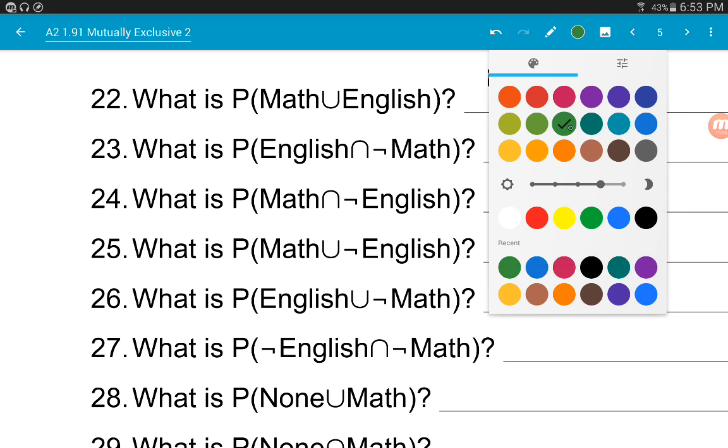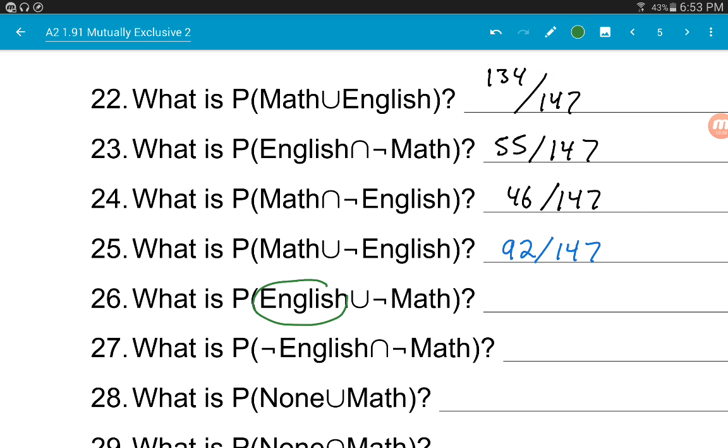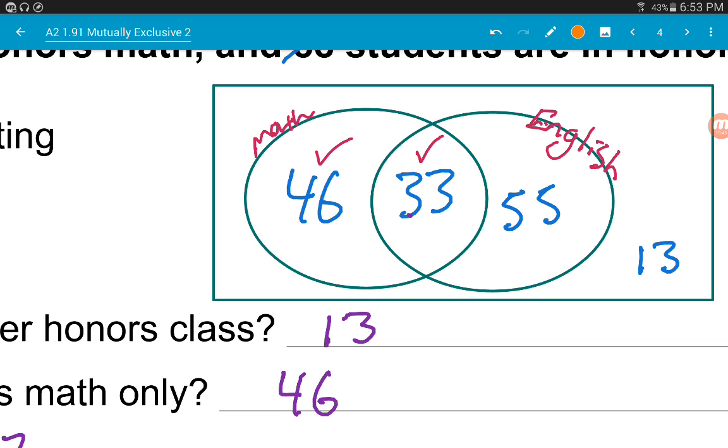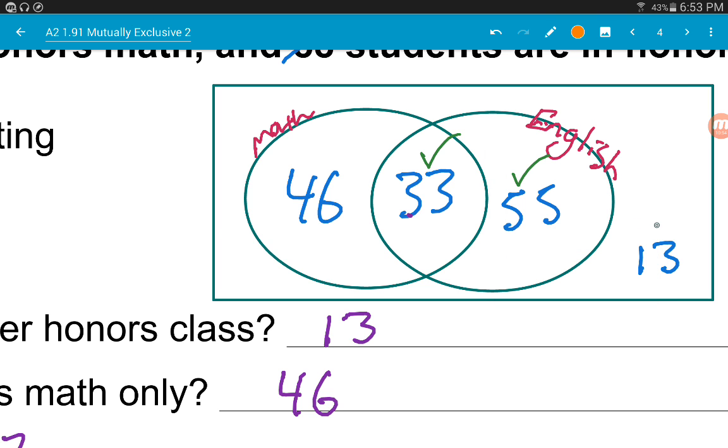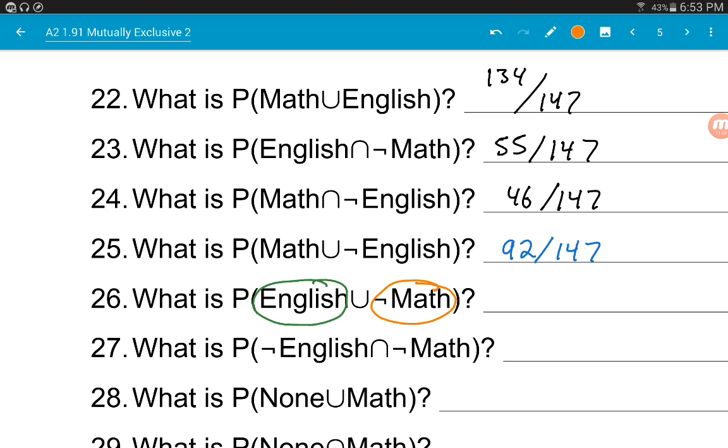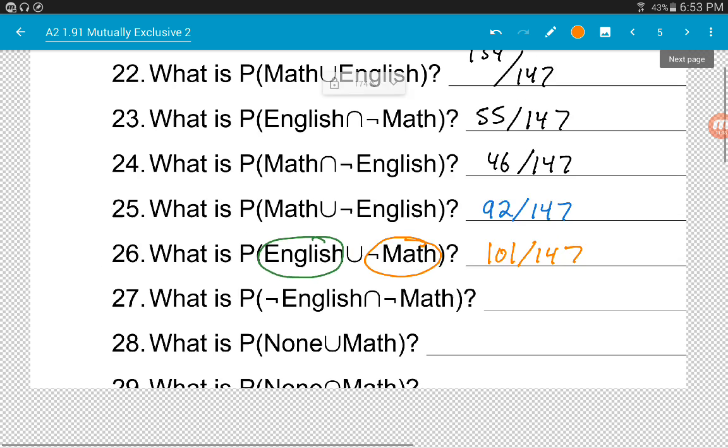Okay, so here's how 26 works. Let me color code this again. English is going to be green, and not math is going to be orange. So let's go back. Now English, these are English, these are English, and these are not math. So 33 plus 55 is 88, plus 13 is 91, 101. So this is going to be 101 out of the total, which is 147.